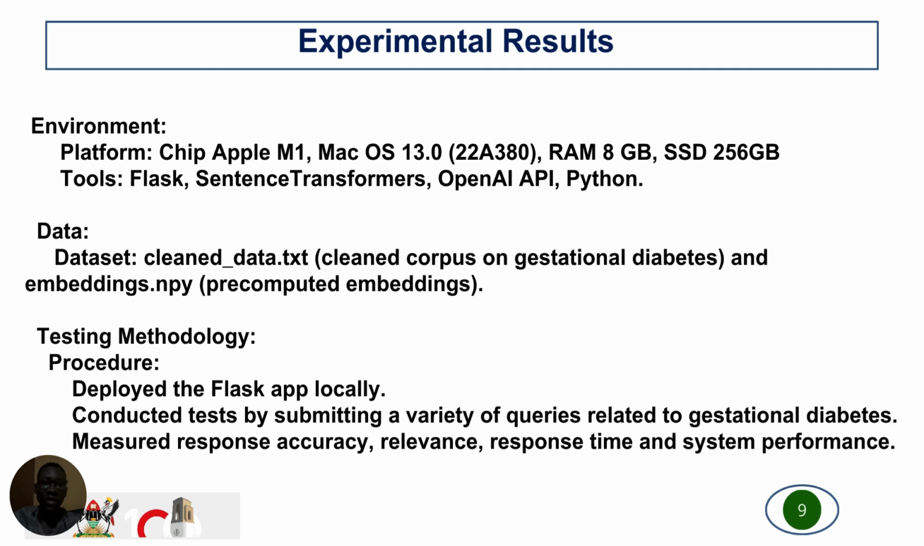So the dataset is a cleanly curated corpus related to gestational diabetes, and then embeddings, an embeddings file, that is the embeddings.npy. So the testing methodology I'm using is I run the deployed Flask app locally, then I have a tests.py file that I could submit that has a number of queries related to gestational diabetes, and I measure the response accuracy, relevancy, response time, and then system performance.